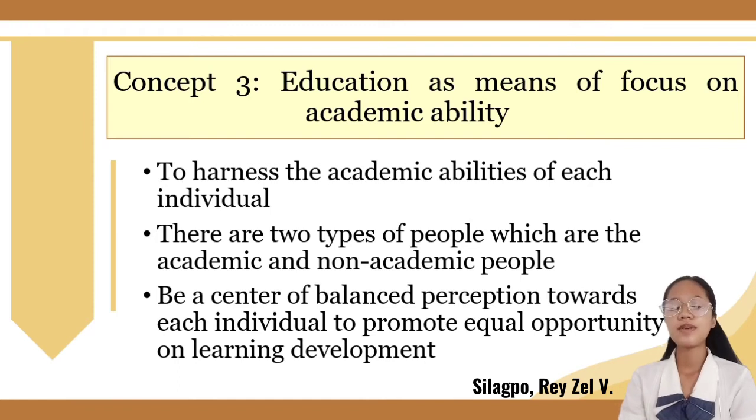Now, for the third concept, education as a means of focus on academic ability. Education is an avenue to harness the academic abilities of each individual. At the same time, there is a recognition of 2 types of people, the academic and the non-academic, as pointed out in the video. This distinction, moreover, creates a conflict in which people who are brilliant in nature end up having a negative perception of themselves, thus discouraging them from harnessing their own abilities. That is why it is essential that education as a whole should be a center of balanced perception towards each individual, to promote equal opportunity and learning development, not a center for irrational generalization.